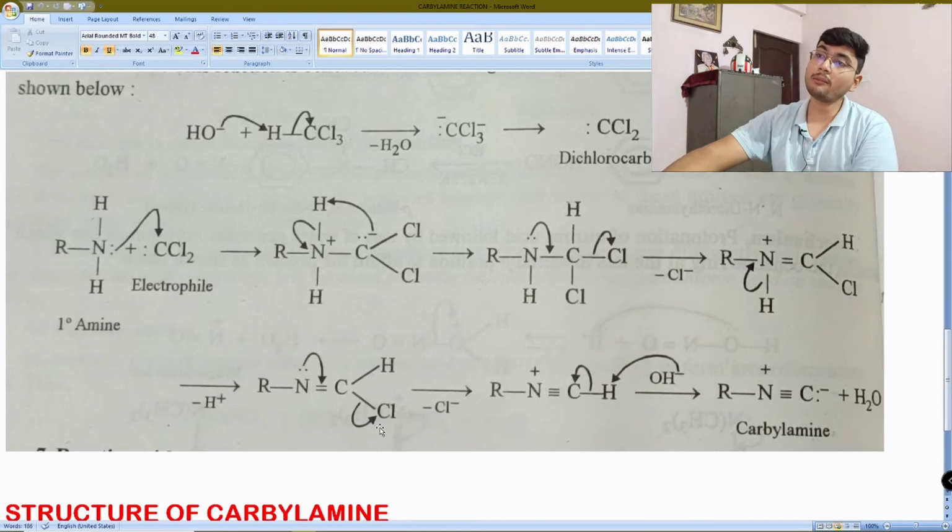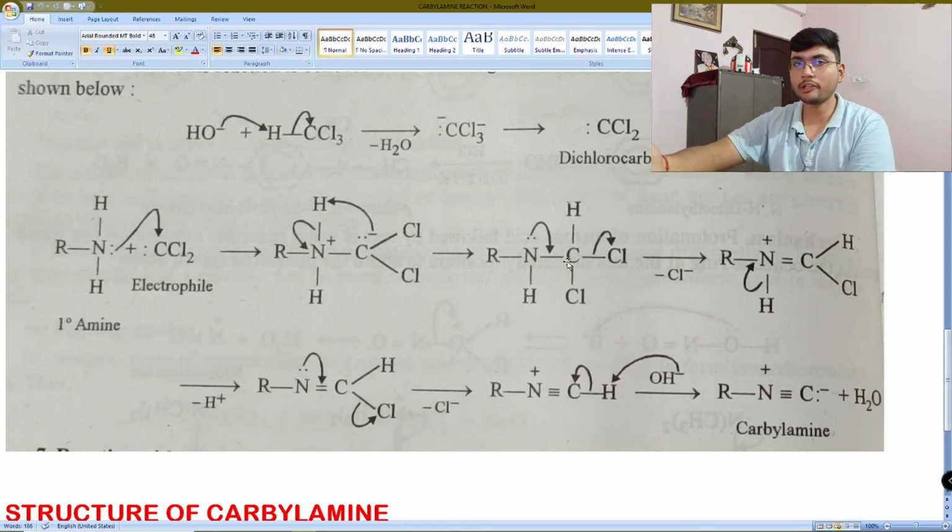Now the above step will be repeated again, and the reason will be the same: we are heating the reaction and the chlorine atom is a good leaving group. So the Cl minus will break off, and because the carbon will have a positive charge, the nitrogen will give a lone pair to that carbon. So you will get this again.